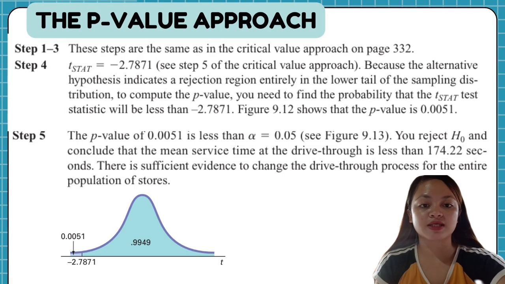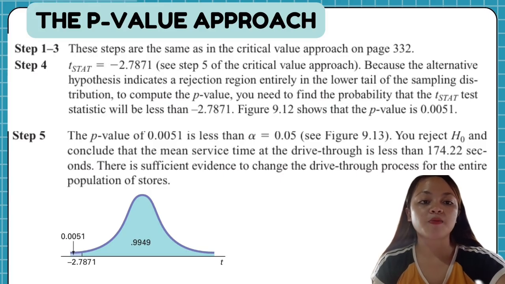It follows 5 key steps. For step 1, first we state the null hypothesis and the alternative hypothesis. In this example, the null hypothesis claims that the average drive-through service time is 174.22 seconds or more, while the alternative hypothesis suggests that the average service time is less than 174.22 seconds. Step 2. Next, we choose a significance level, which is the maximum acceptable probability of making a wrong decision if we reject the null hypothesis. Here, the significance level is 0.05 or 5%, meaning we are willing to take a 5% risk of being wrong if we reject the null hypothesis.